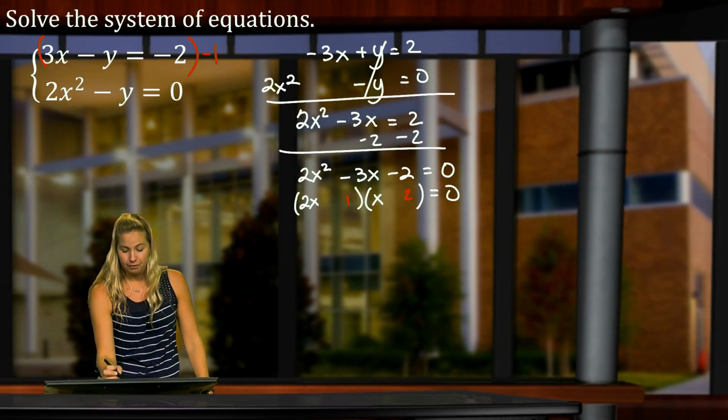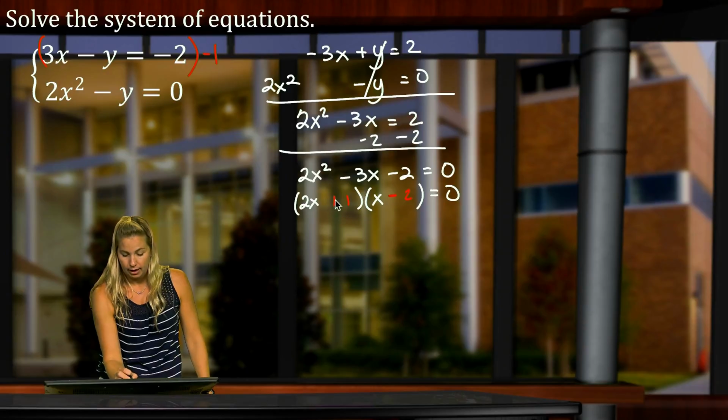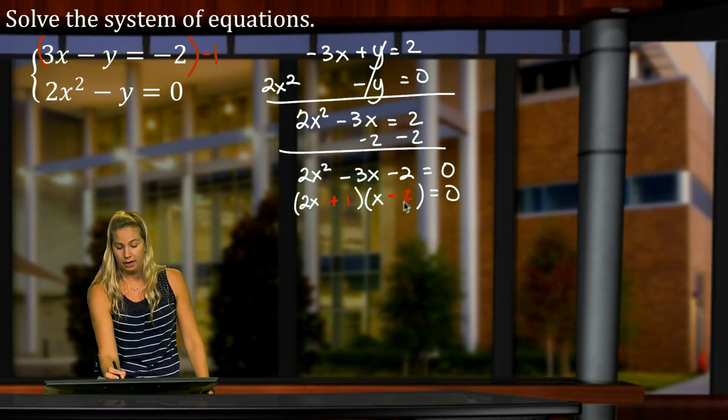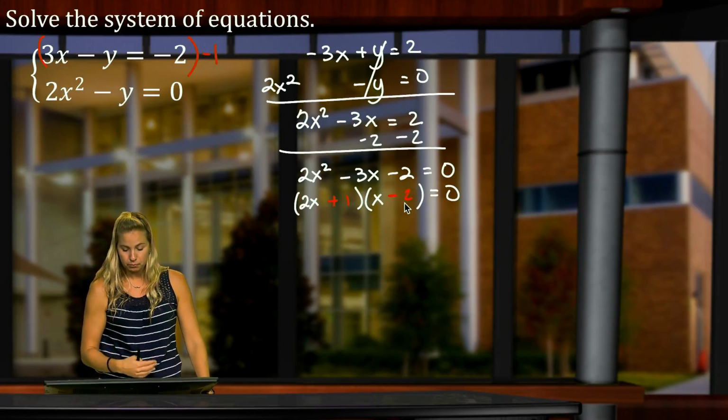I want a -3x, so I want -4x and positive 1x, and the negative and the positive on our two constants will give me that -2.